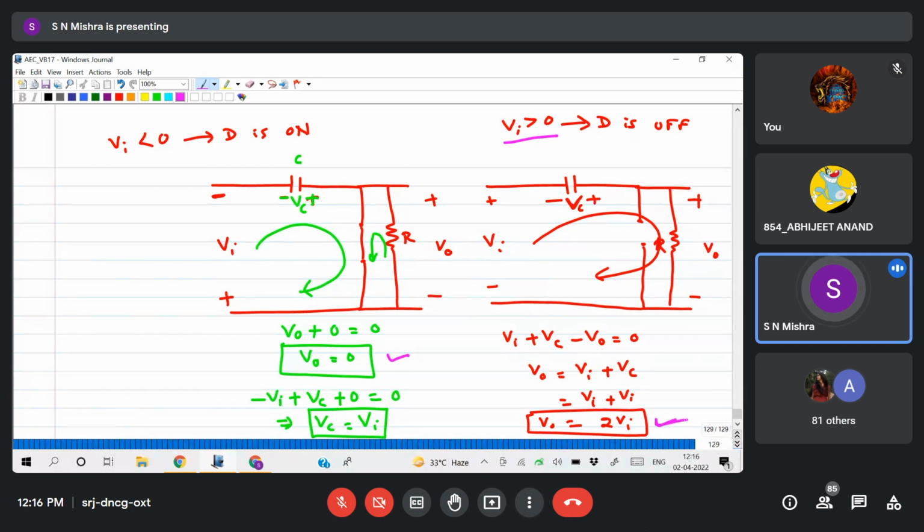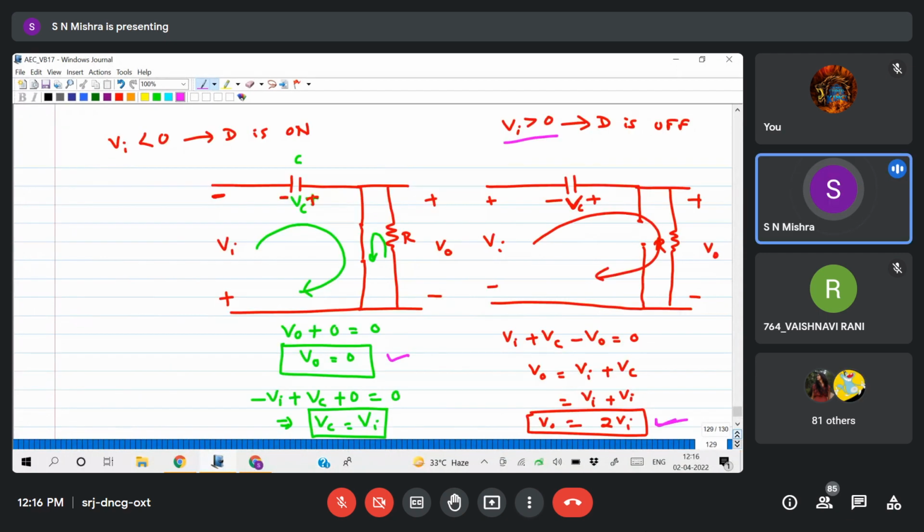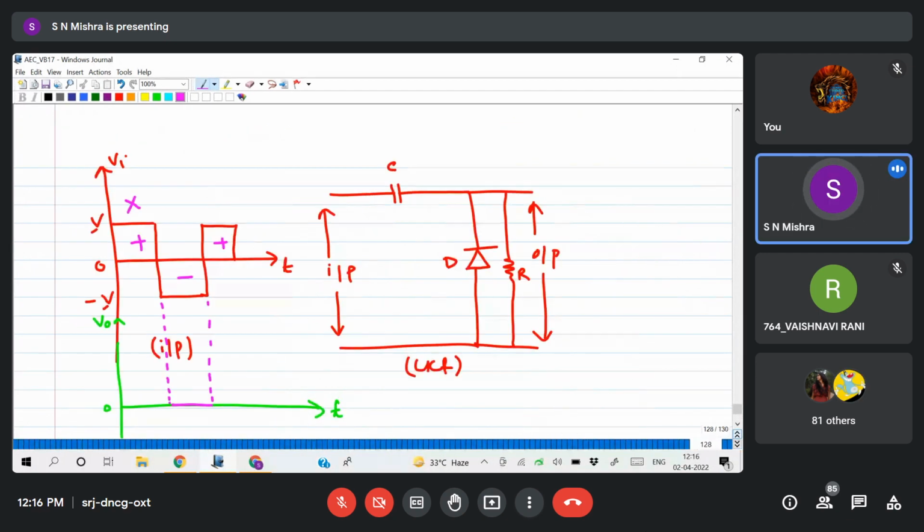What is the output voltage? We have got 2 Vi. Vi means the maximum voltage I have taken as V, so it will be 2 V. Output will be, this is your 2 V. Okay, then again 0, then again 2 V, it will continue.